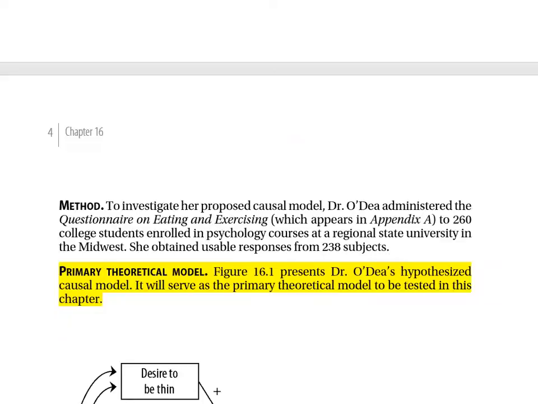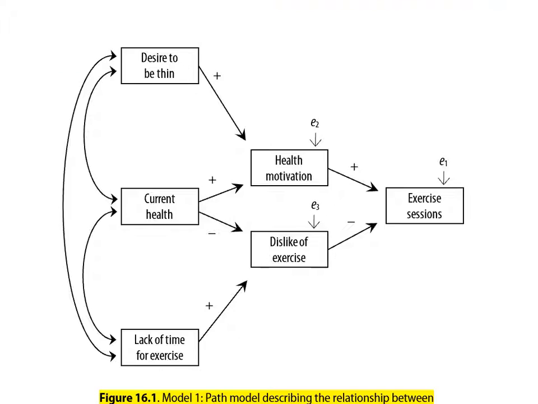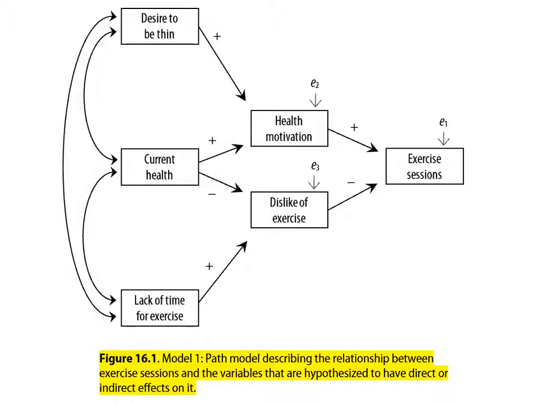We go to page 4 in the section Primary Theoretical Model. Figure 16.1 presents Dr. O'Day's hypothesized causal model. It'll serve as the primary theoretical model to be tested in this chapter. This is the primary theoretical model that we'll spend most of the chapter talking about. Most of the variables here will be familiar to you. There's just one new variable that I've added.